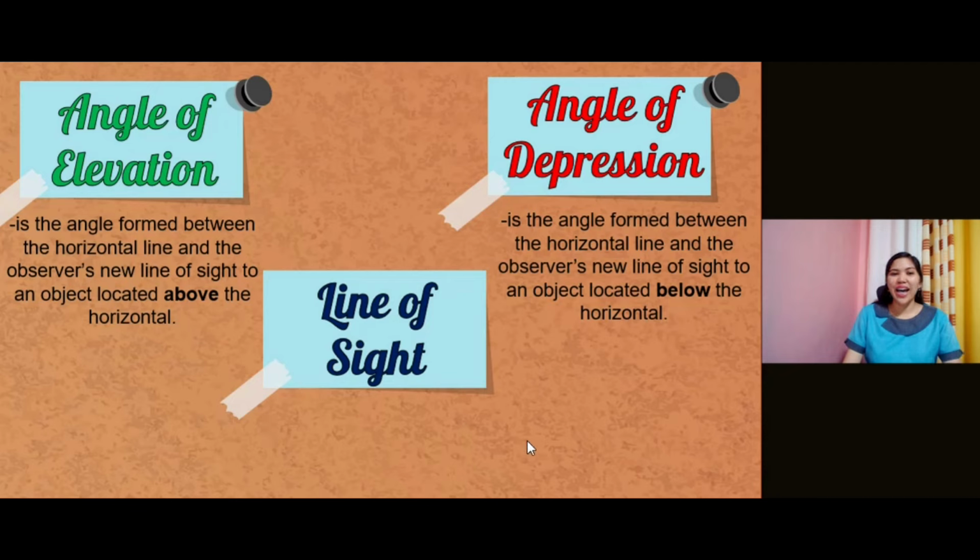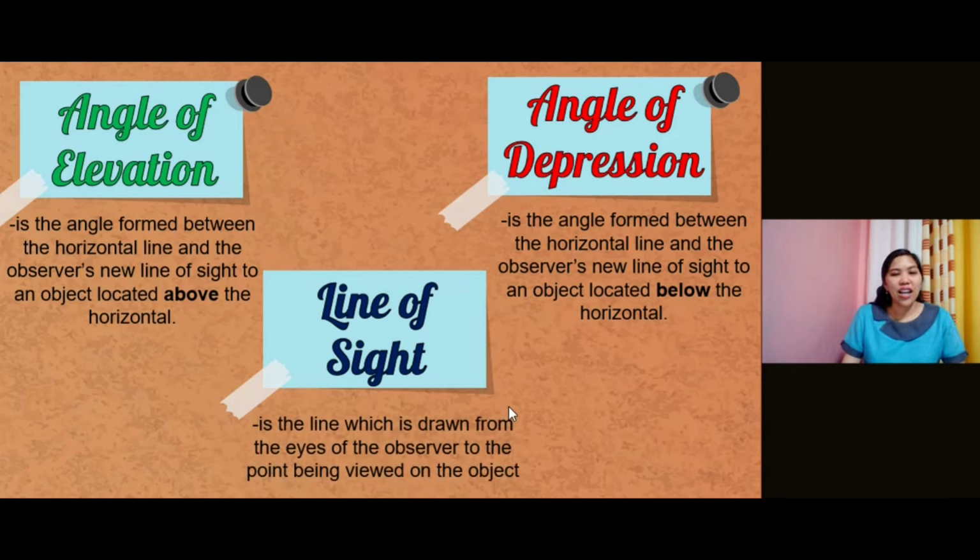And when we say line of sight, this is the line which is drawn from the eyes of the observer to the point being viewed on the object. Is that clear? I hope so. Let's try this activity.